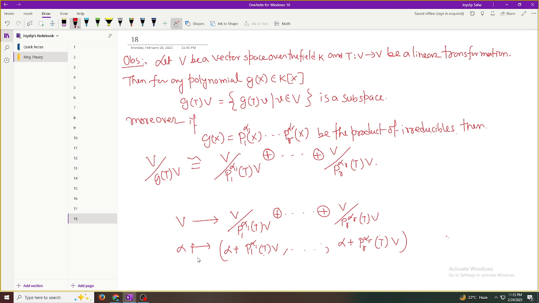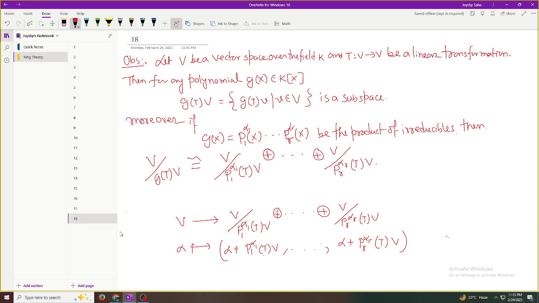You can do it for two ideals only, and then by a similar way, as induction, for r variables. So this is your isomorphism. Take it as homework. I will discuss it in the next class.